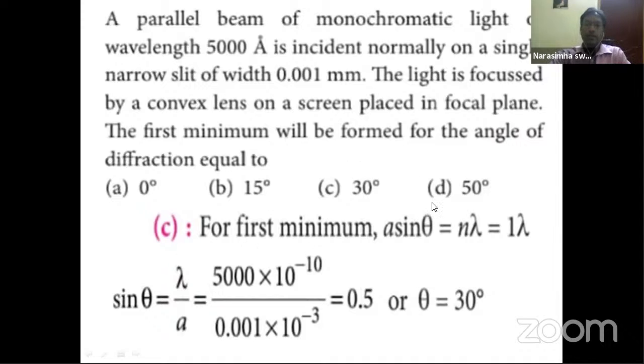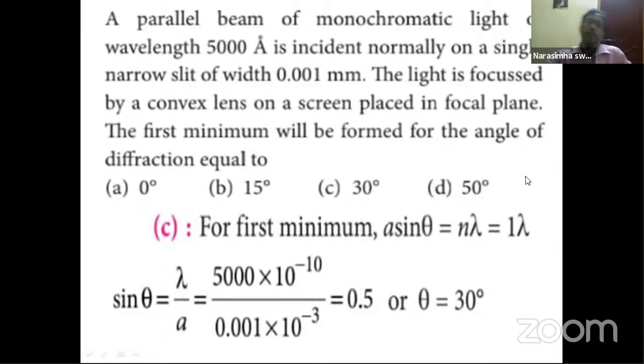Now for the first minimum, the path difference is a sin theta equal to n lambda, with n equal to 1, since they are asking for the first minimum. So sin theta is equal to lambda by a. Lambda is given as 5000 angstroms, that is 5000 times 10 power minus 10, and the width is given in millimeters, so times 10 power minus 3. You get sin theta equal to 0.5, which is 1 by 2. So theta is equal to 30 degrees.